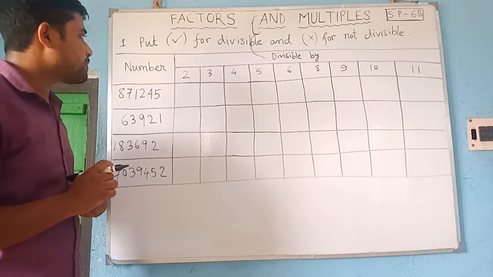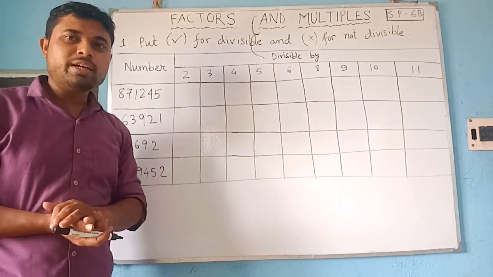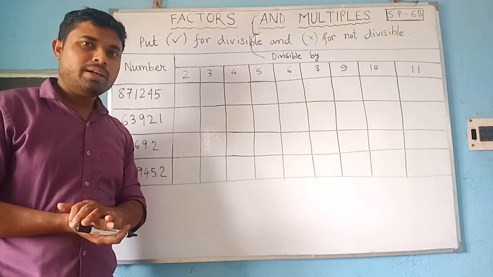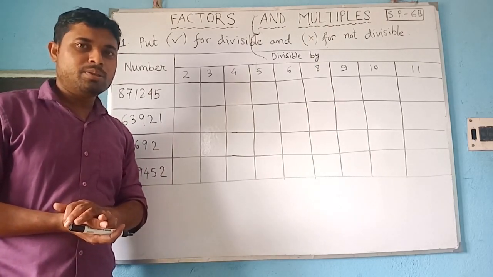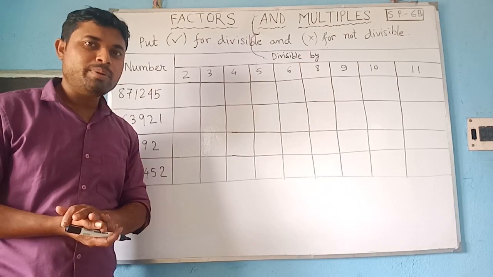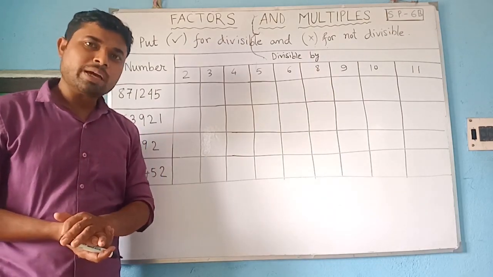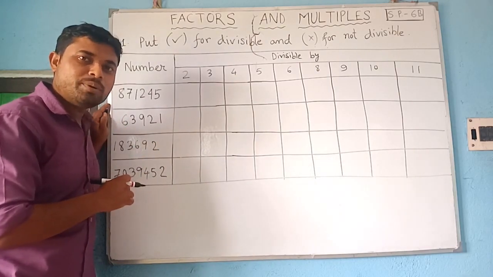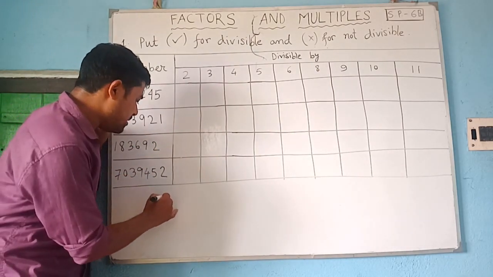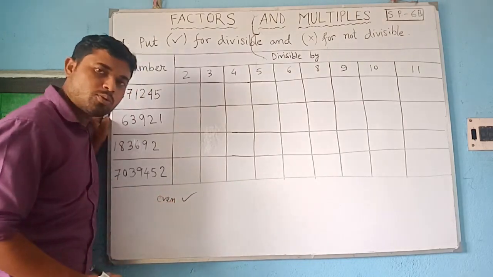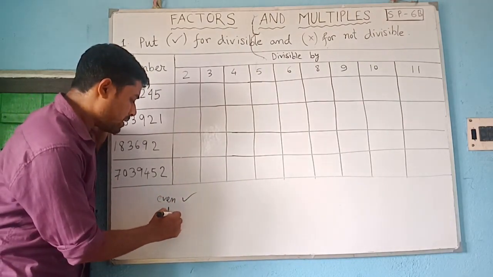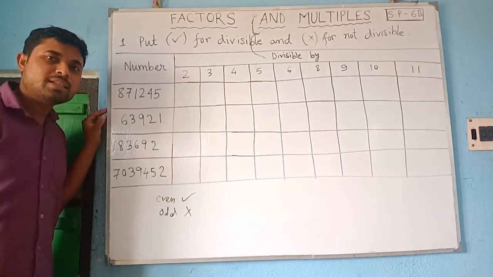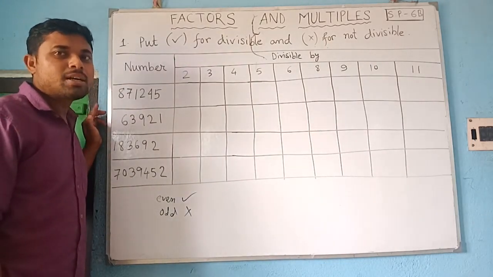So dear students, first for 2, what is the rule? You can just see the number and tell whether it is divisible or not without doing the division. Divisible means there will be no remainder. The rule for divisibility by 2: if the number is an even number, then it is divisible by 2. But if it is an odd number, then it is not divisible by 2. So we will check whether the number is even or odd.